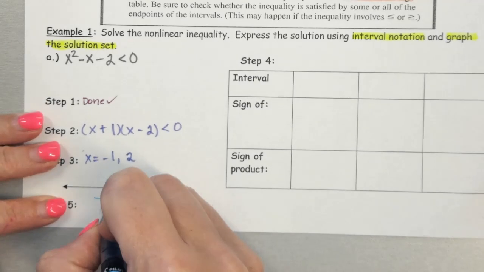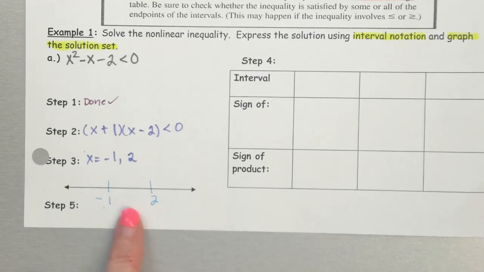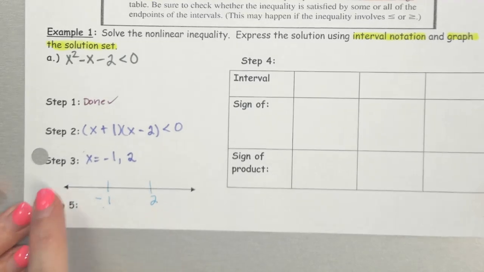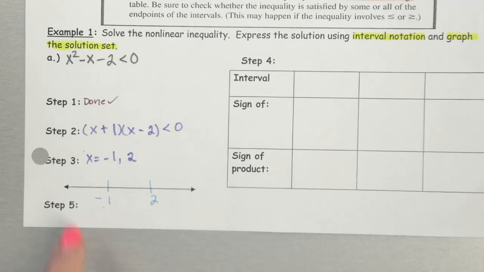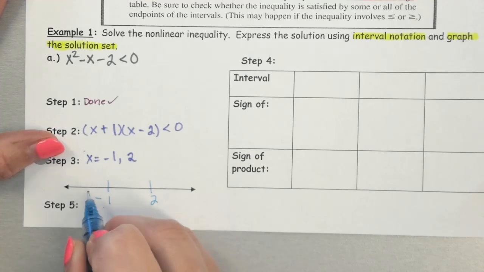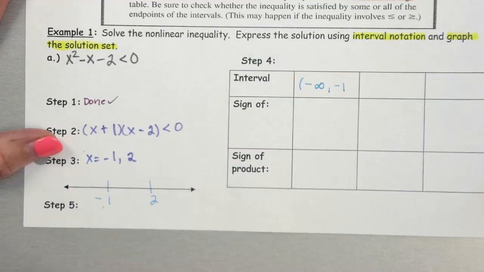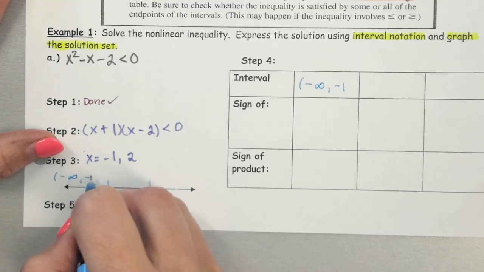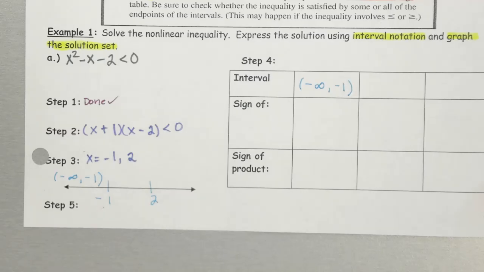So -1 goes first. You don't necessarily have to make your number line here, but this shows you how many intervals you have. Okay, so you have -1 and negative infinity. So this first interval here is -infinity to -1. And it is going to be a parenthesis. Can anybody tell me why you think that is?